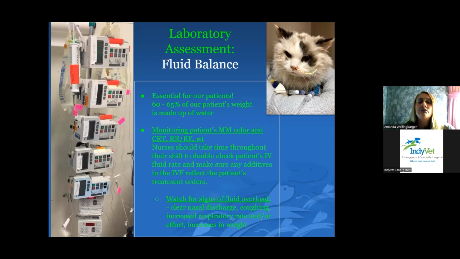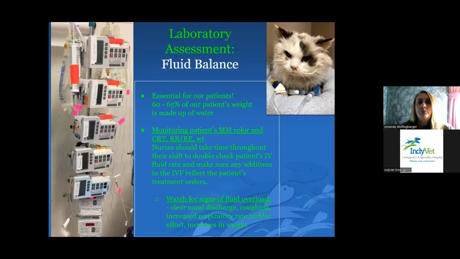And we do need to take time throughout our shift to double check the patient's IV fluid rate, make sure that it's the correct fluid, make sure any of the additives are correctly calculated and actually being received by the patient, and that it matches their actual fluid therapy orders. And then signs to watch for fluid overload: clear nasal discharge, coughing, increased respiratory rate and effort, and then increases in weight.